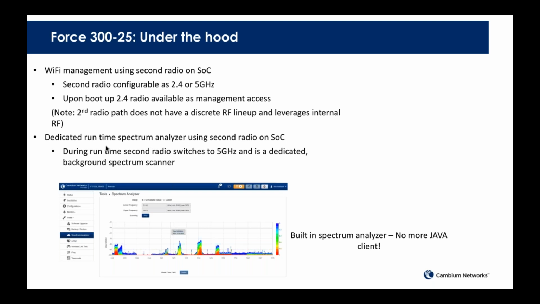So what other features do we have in the Force 300? We have a dedicated second radio, which can work in both 2.4 and 5 gig. If it works in the 2.4, it can be used as a management access. So we are planning to add support to our application, which is called CN Archer, to help installers set up the unit. So you don't need any additional dongle. You can use CN Archer to set up the unit.